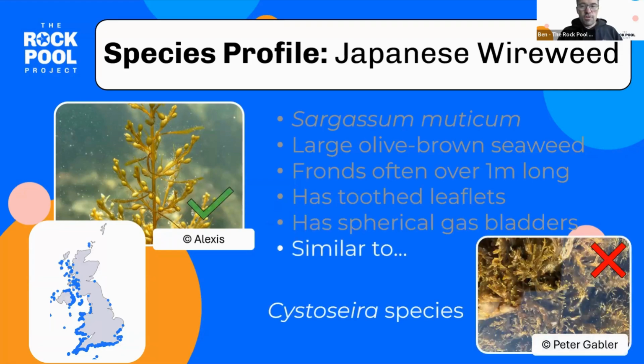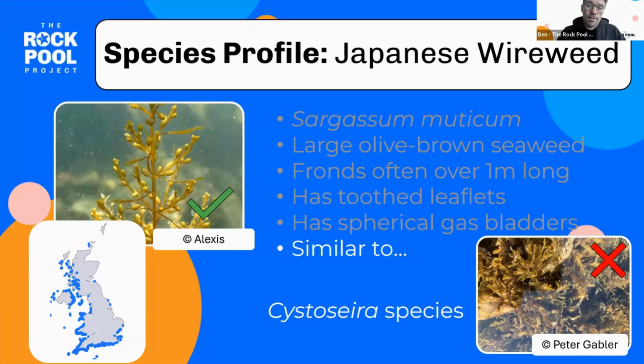In terms of similar species, I feel like we're so familiar with wireweed down here in the southwest now that we sort of recognise it without thinking. It's a bit like saying, how do you recognise a grey squirrel, I suppose. There aren't that many species to confuse it with.